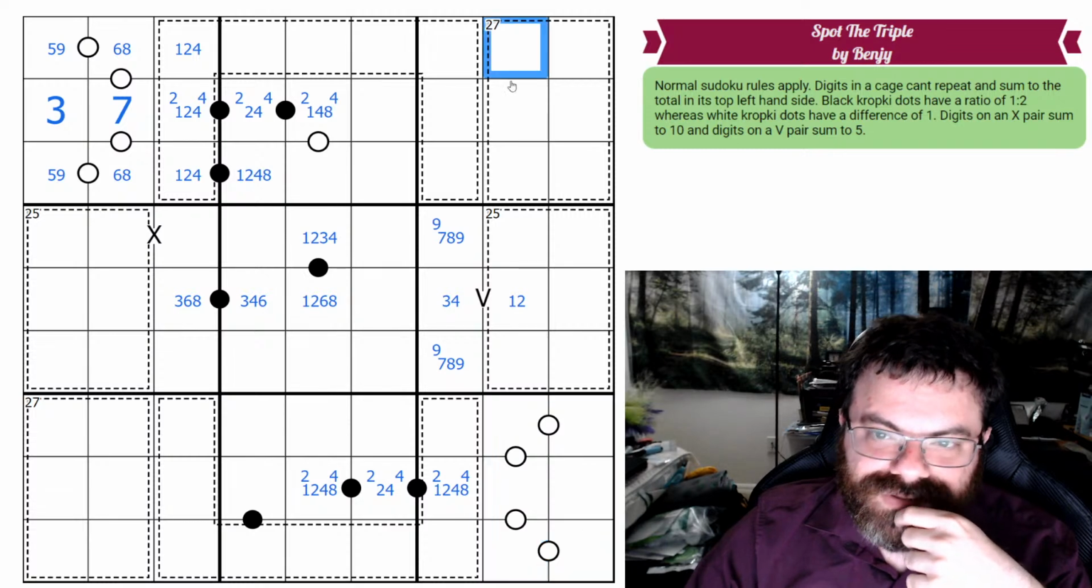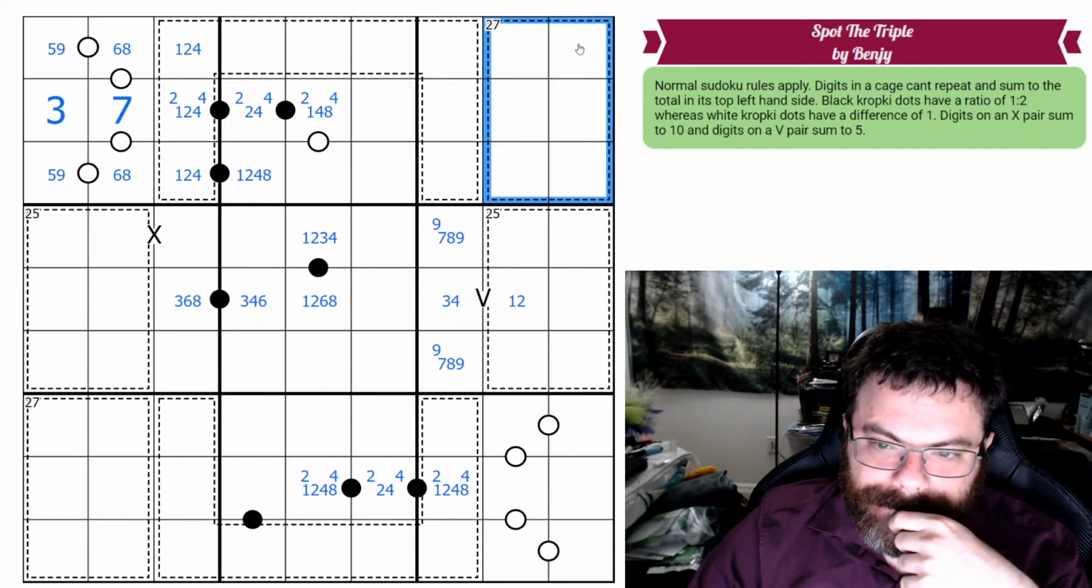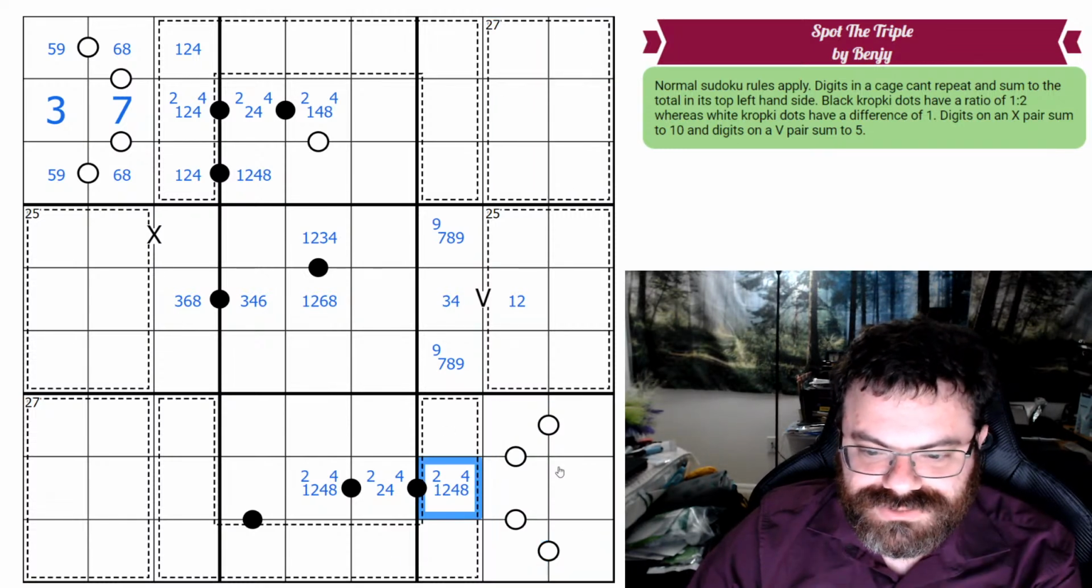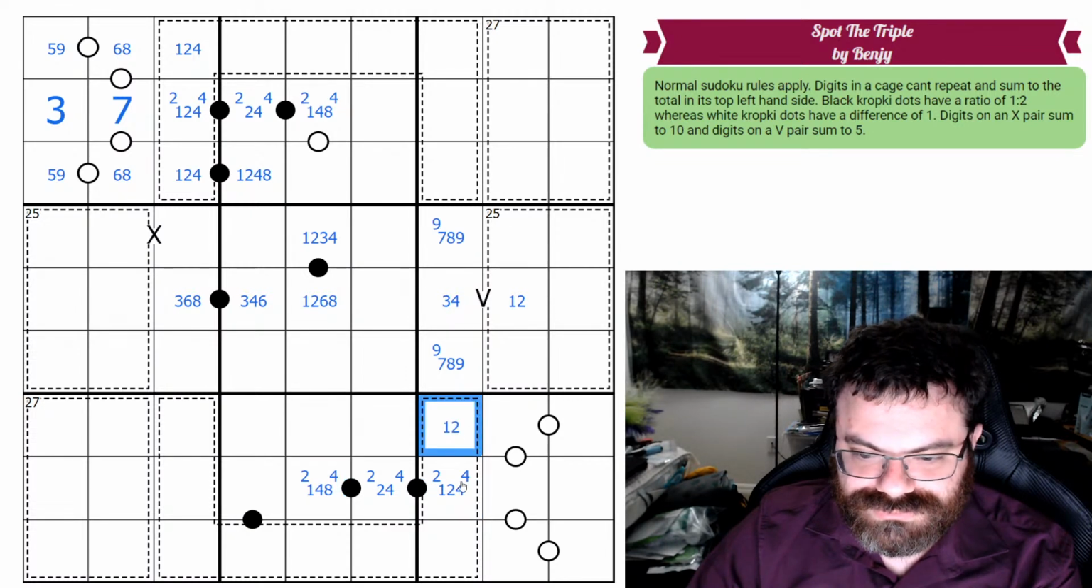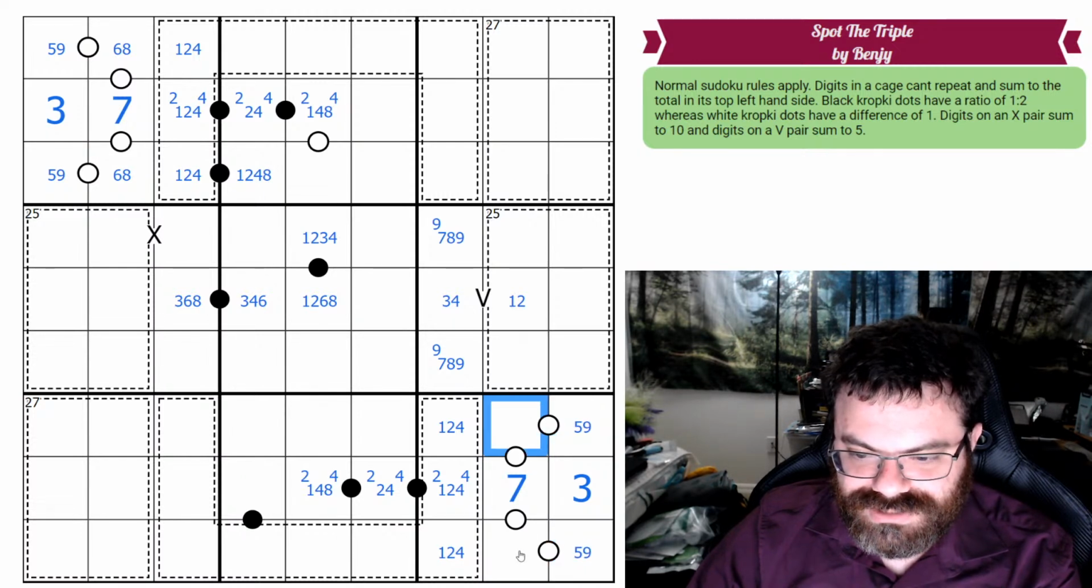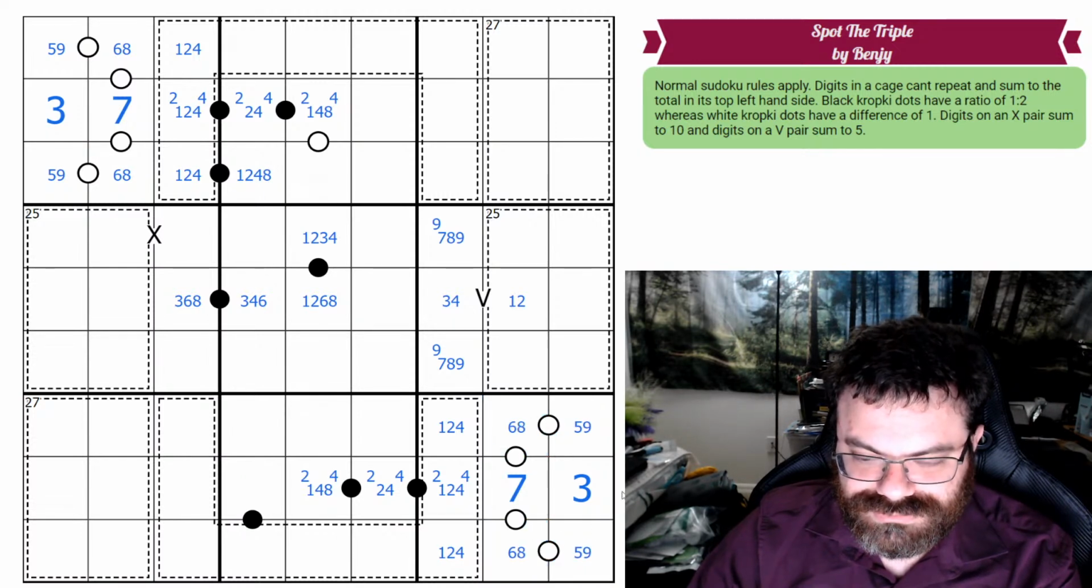Can I do the same? Oh, there's a 27 up here as well. See, these are the same. These are also 1, 2, 4. So that puts a 3 here. This is a 7. And this is 5, 9, and this is 6, 8.